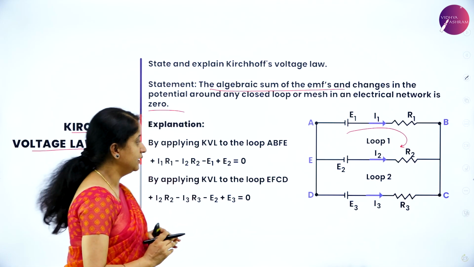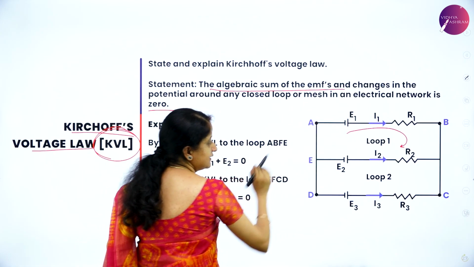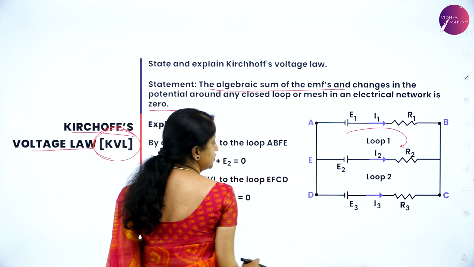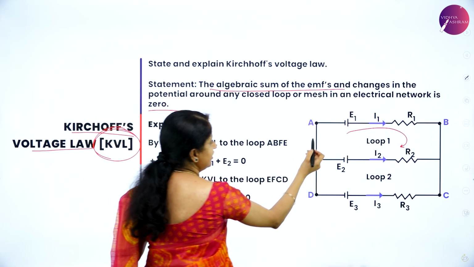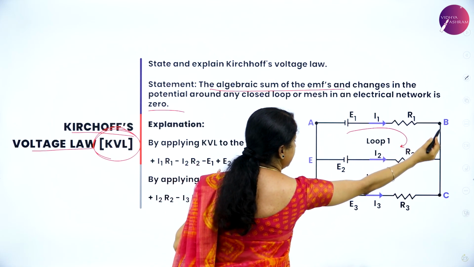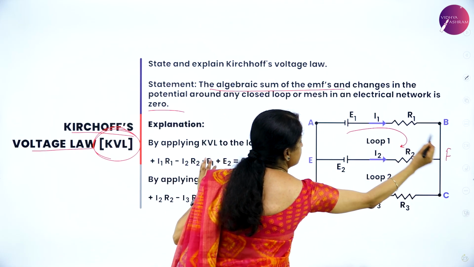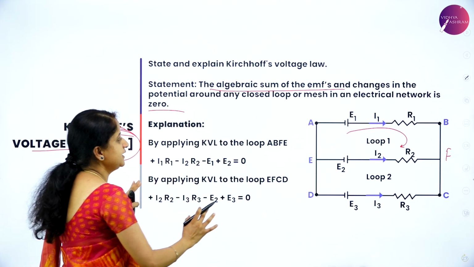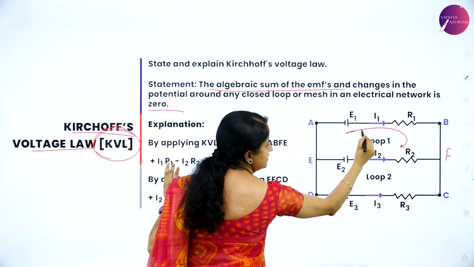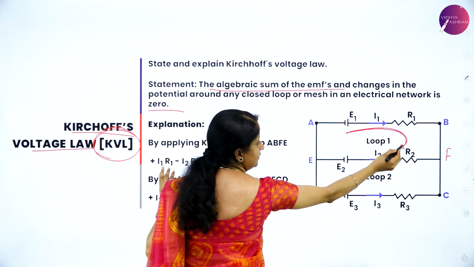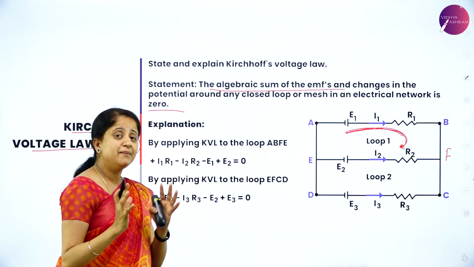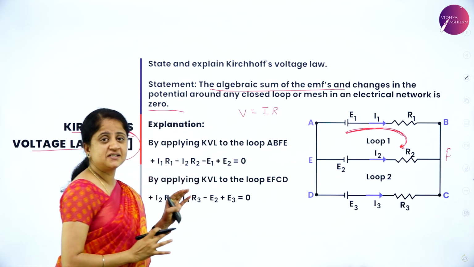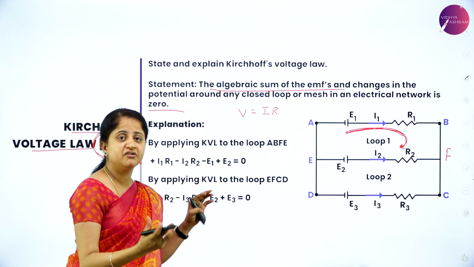Now I have considered an electrical circuit which has two loops, loop 1 and loop 2. Let us now apply KVL to the first loop, that is A, B, E and F. So this is my first loop. Let us now apply KVL for this loop. Applying KVL, you can see here my direction of observation is like this. Why am I taking IR products? Because we know V is equal to I into R, and this law basically tells us about the EMF and the potential.